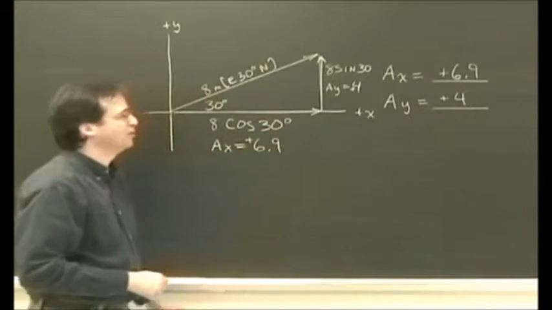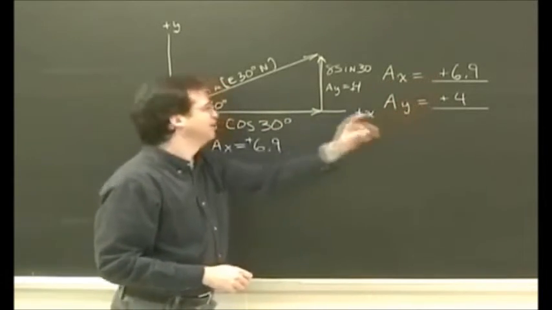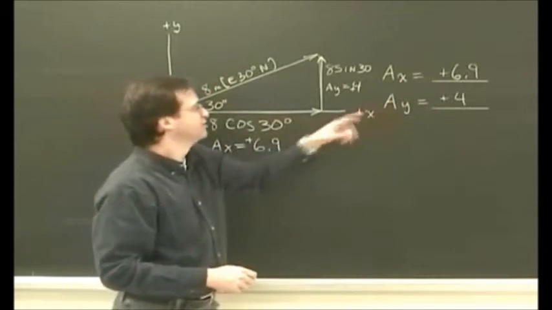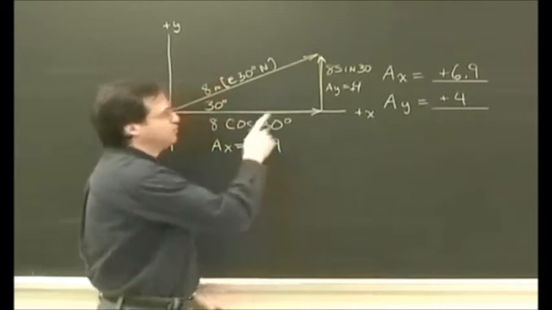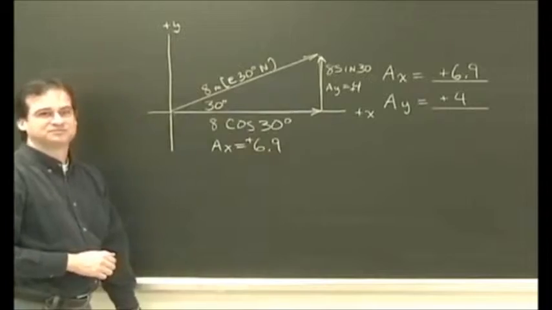Now I have the two components. I've checked that the signs are correct: to the right, so x is positive; up, so y is positive. I'm done. I have the two components of this vector.